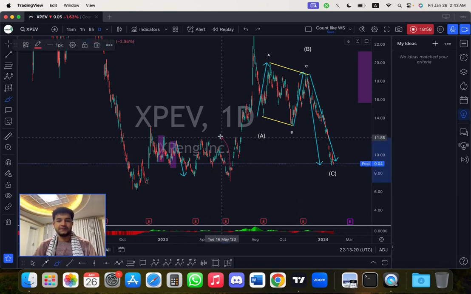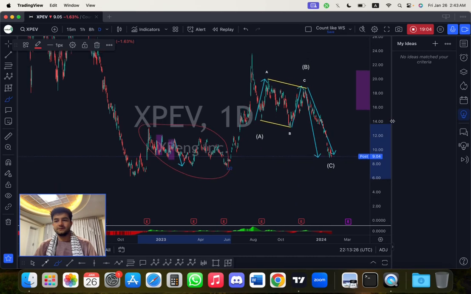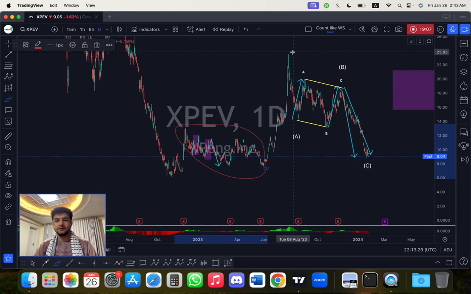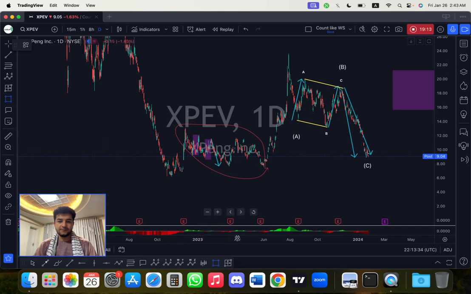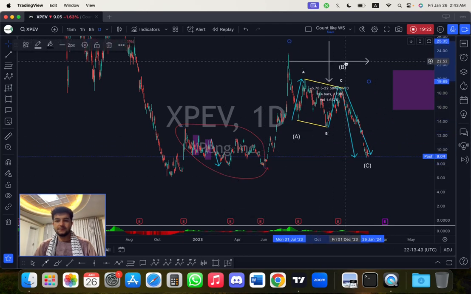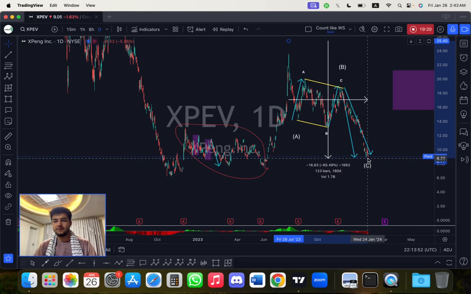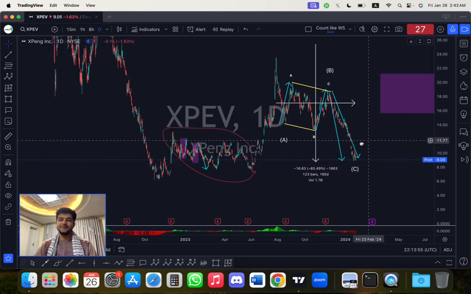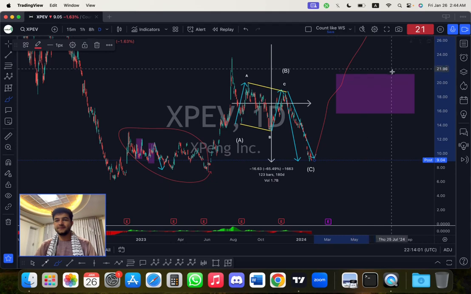Let's check, this is your correction, and this entire move is also your correction. Just a moment, guys. This entire move. Let's check if they are equal in time. So from here to here, it took 182 days. How about this one? Till here, how many days? 180 days. So you see, after finishing this move, we should be expecting this to go up.